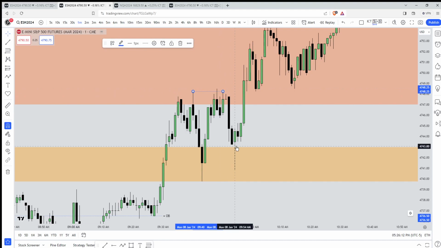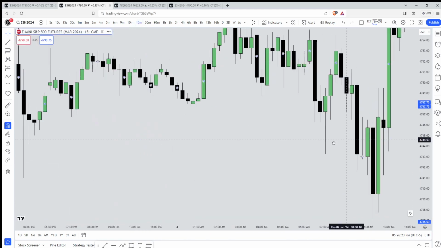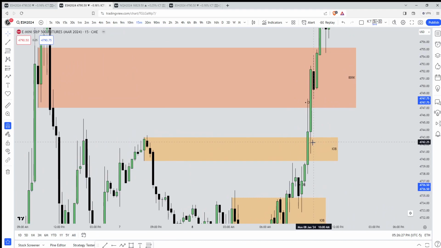Price breaks down lower here, trades back down to this last down close candle, breaks higher, creates a bullish change in the state delivery. So this is out of that 15-minute inversion order block. Just because I know some of you guys would like me to do this, I'm going to zoom back out, and this is where we were just viewing.